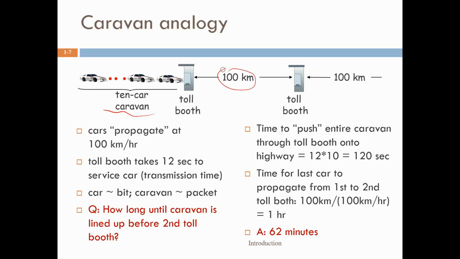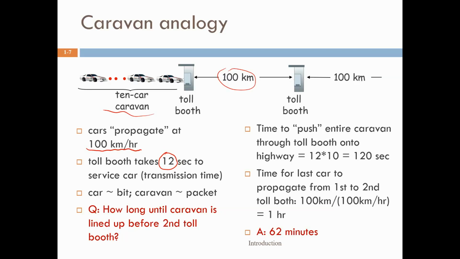The road has a distance of 100 kilometers. So you have 10 cars. Once a car exits the toll booth, it travels at a speed of 100 kilometers per hour. And the toll booth will take 12 seconds to service each car. That means it takes around 12 seconds to purchase a ticket and exit the toll booth. So we want to calculate how much time it would take for the entire caravan, all 10 cars, to go to the second toll booth.